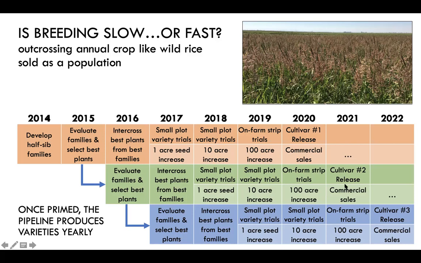So even though it might take 6 or 7 years to get to a cultivar initially, once we start the pipeline and feed things through it, the pipeline produces varieties every year. And so breeding really isn't that slow. Once it's primed, things come out rapidly. And you can, of course, adapt what traits you're selecting as needed within that whole pipeline process.